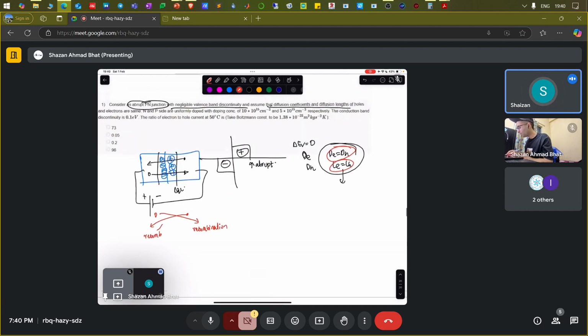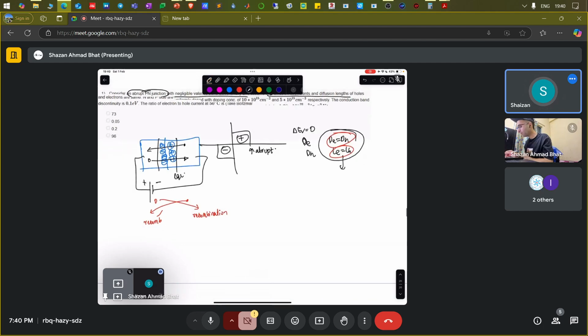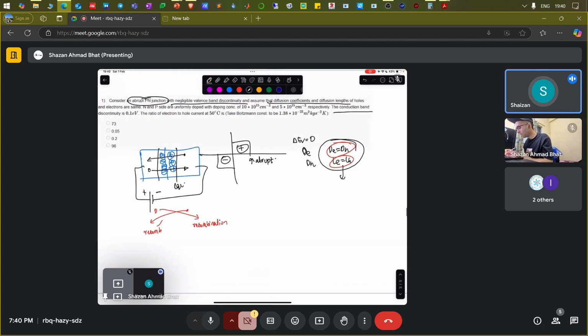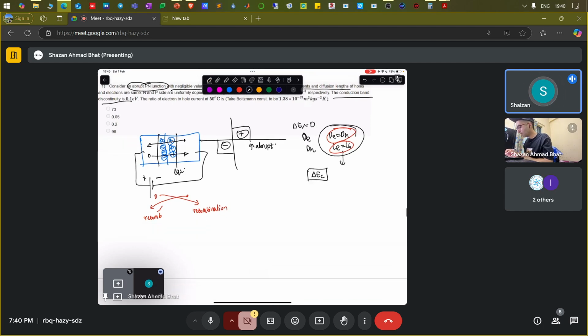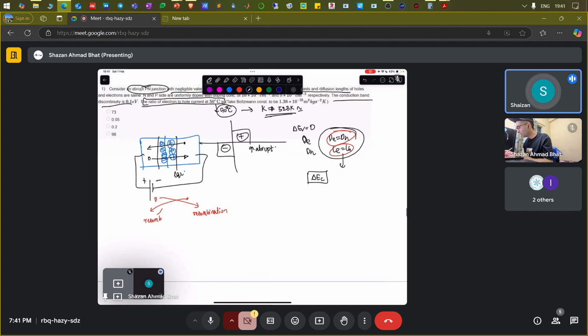Okay. Now what do we have to find? We have to find the ratio of electron to hole current. The conduction band discontinuity, delta EC, has been given, and the ratio of electron to hole current has to be obtained at 50 degrees centigrade, which you have to convert into Kelvin. That is approximately 323 Kelvin. And all of the things are given.